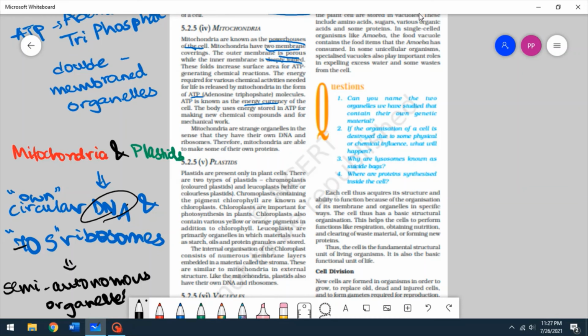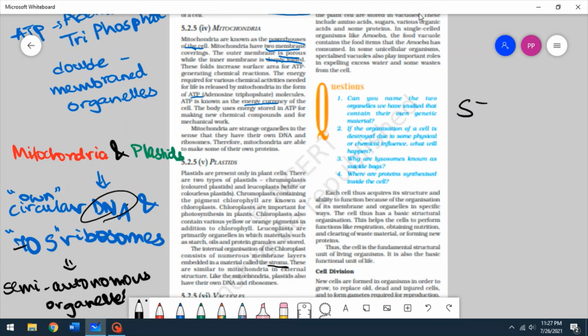Granules, the plastids, amyloplasts, and there's three different names for starch, oils, and proteins that we don't need to touch now. The internal organization of the chloroplast consists of numerous membrane layers called the stroma.